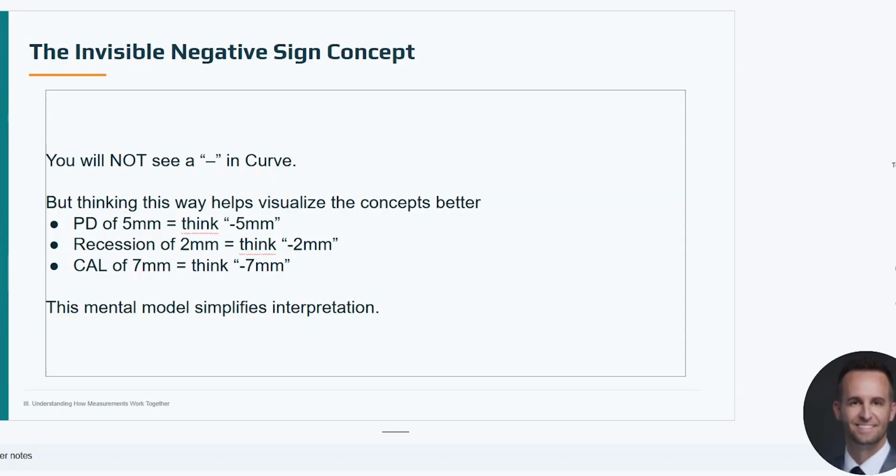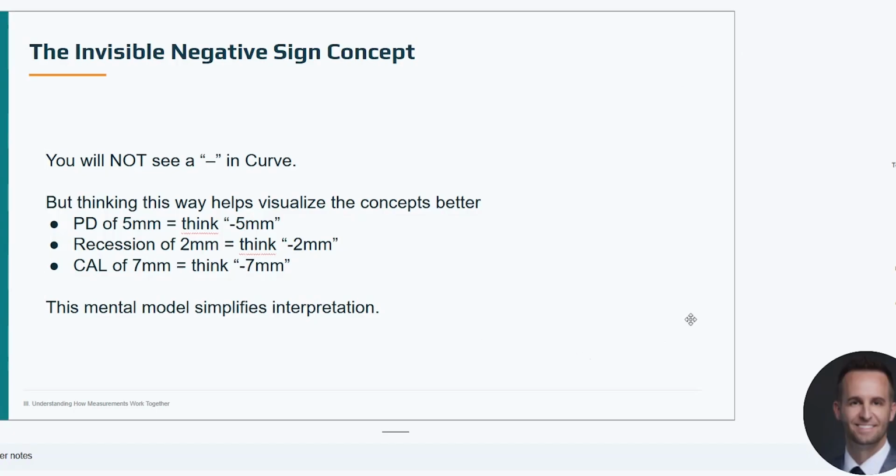If you think of it this way, you're going to be able to draw where on that axis that point is down the root. It just simplifies the interpretation. And I promise you, even though you don't see that number in Curve, it's invisible, it is there, because the only way that Curve can calculate these numbers is to factor in that this is actually a negative value.